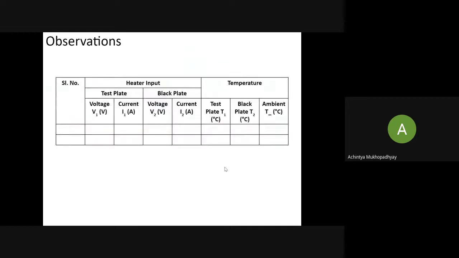Okay, so then these are the observation tables. For each set of runs, you have to make 7 observations. And then go to the next slide.